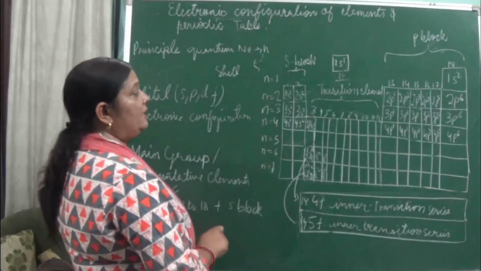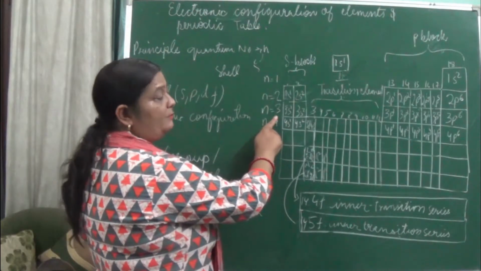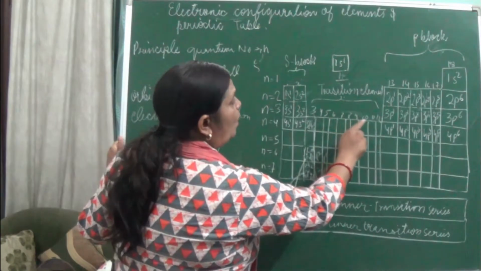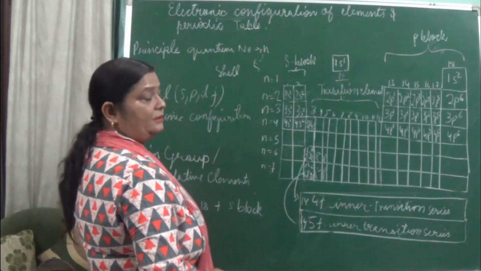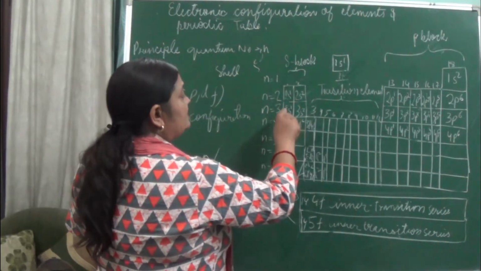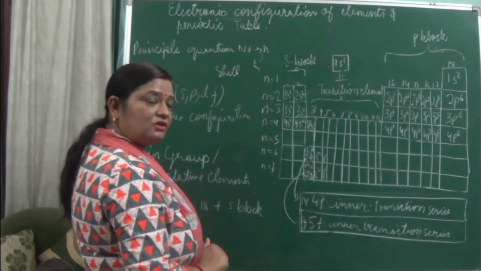Okay, so if I am talking about, suppose, period number 3, you will see the last shell is all 3, isn't it, where the electrons are accommodated. Okay, so now you will see they are all consisting of the same shell.